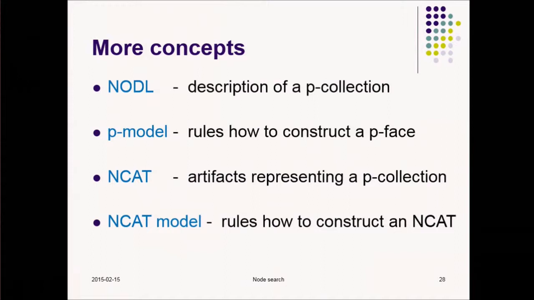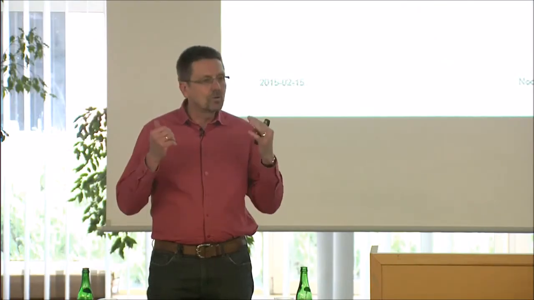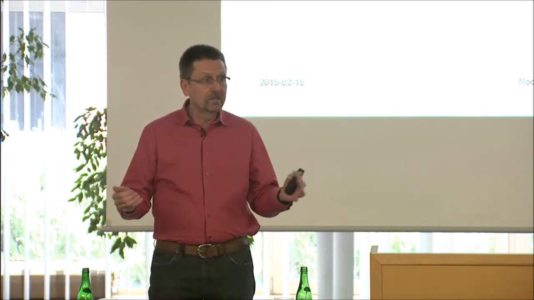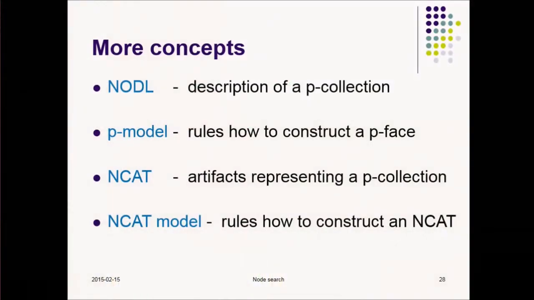NCAT is a term, short for node catalog, denoting the artifacts used to actually represent a P collection. So an NCAT could, for example, be a single XML document. It could be a set of relational tables. It could be a NoSQL database collection, and other things too. And finally, the NCAT model is a set of rules specifying how to construct an NCAT using a specific technology.